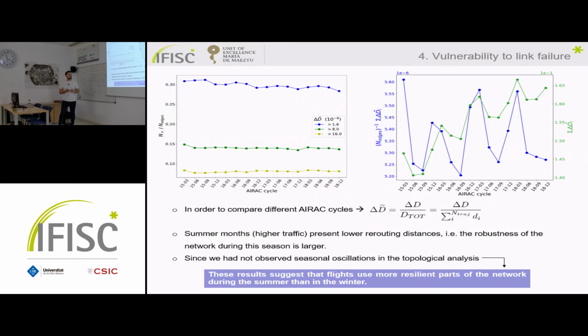Secondly, in the second picture, with the blue circles, we represent the mean rerouting distance per link. We observe how this quantity presents seasonal oscillations with peaks coinciding with the winter months. So the results suggest that summer months tend to be more robust on average, and that flights use more resilient parts of the network during the summer than in the winter.